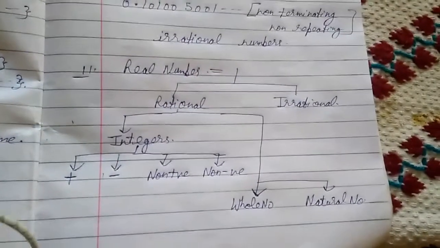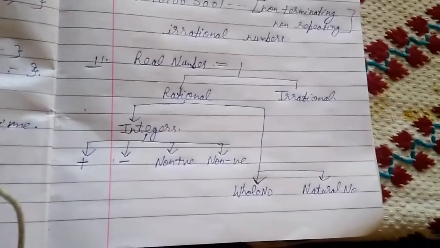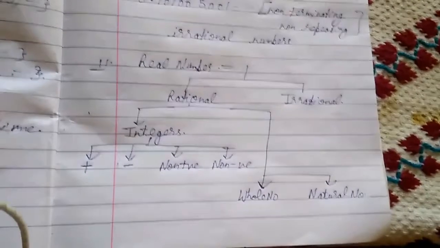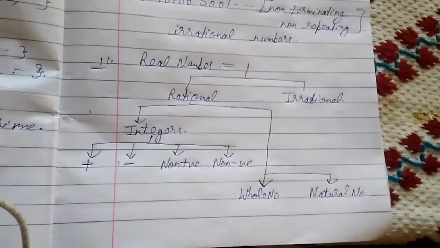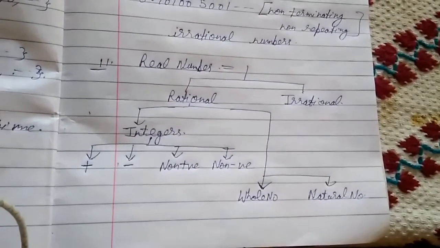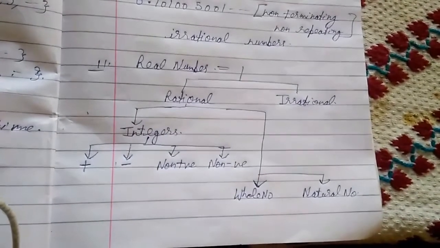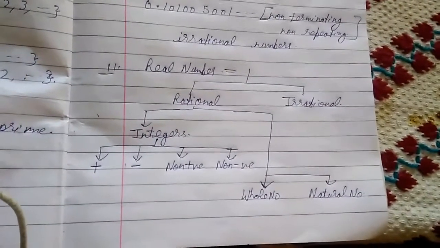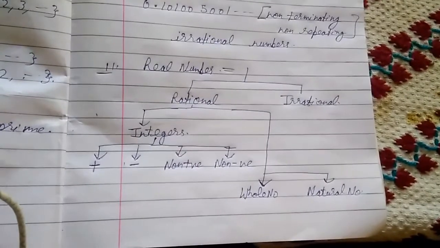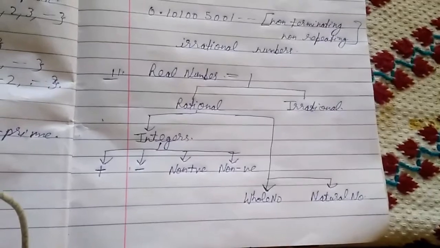Lastly, we come to real numbers. Real numbers include all the numbers, rational numbers and irrational numbers, and I would like to conclude a few things. Rational numbers contain integers, and integers, as we have seen, include positive integers, negative integers, non-positive integers, non-negative integers. Then rational numbers also contain whole numbers and natural numbers. The difference between whole numbers and natural numbers was that whole numbers contain 0, natural numbers do not contain 0. Then in natural numbers we were having composite numbers and prime numbers.